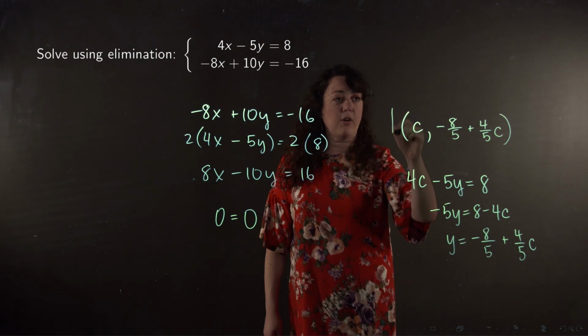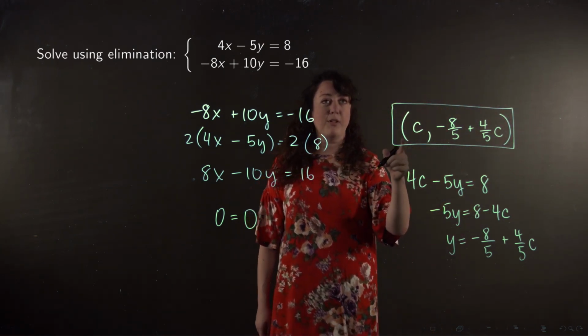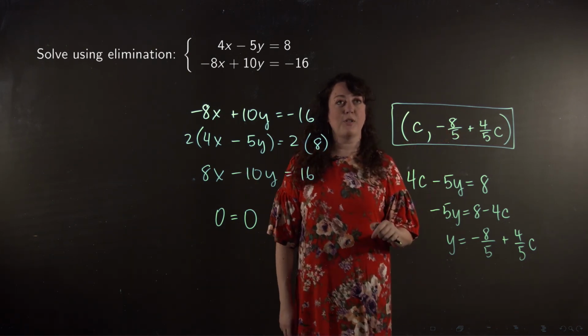So this is what I call the set of all possible solutions. It's any ordered pair where I take my first term, pick any number you want for your x, and then plug it into this little expression for my y value.